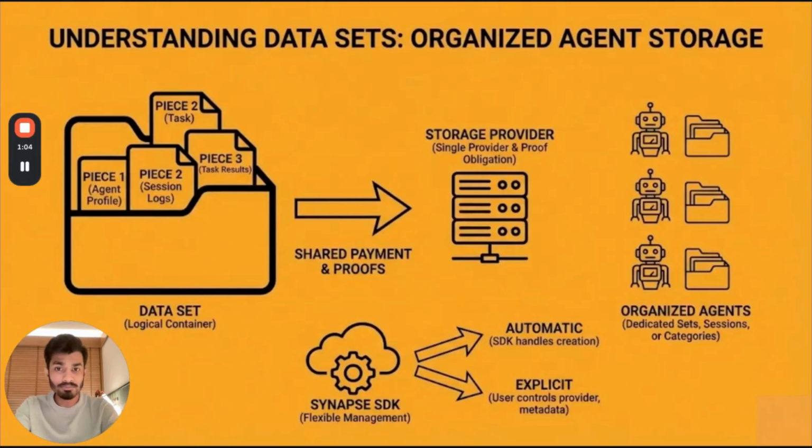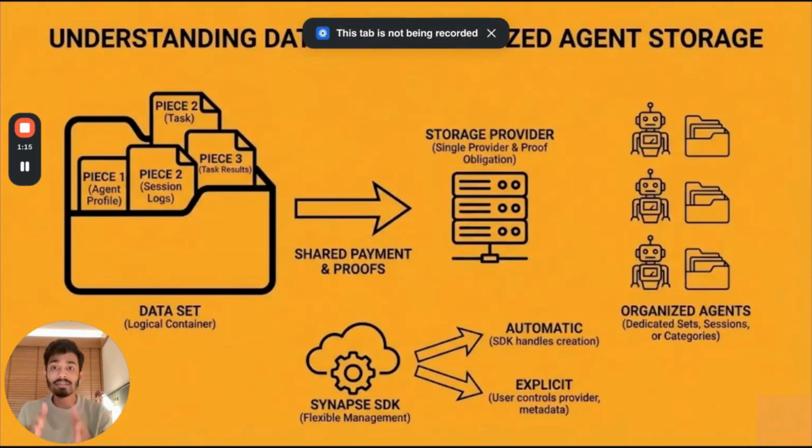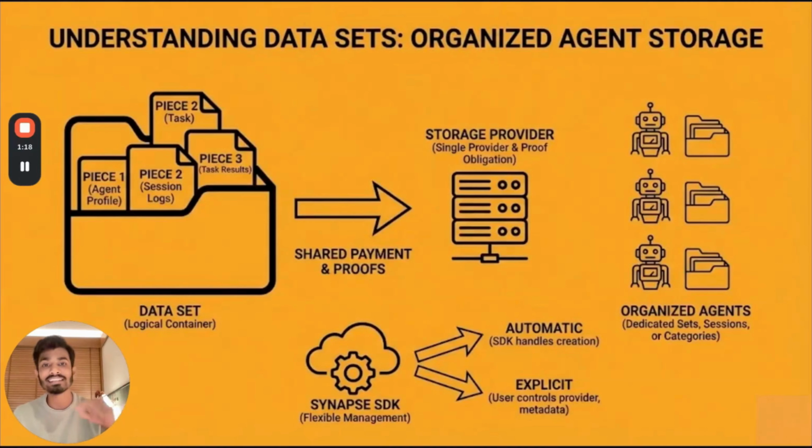You upload files to FOC. Each file becomes what's called a piece, and pieces live inside a dataset. All the pieces in a dataset get stored and proved by the same storage provider, which means they share payment arrangements and proof obligations. For agents, this is useful because you can delegate a dataset to one agent, or one session, or maybe one category of output. Everything stays organized. When you want to check on storage health or manage cost, you are dealing with logical groupings that map to how you actually think about your agent's data.